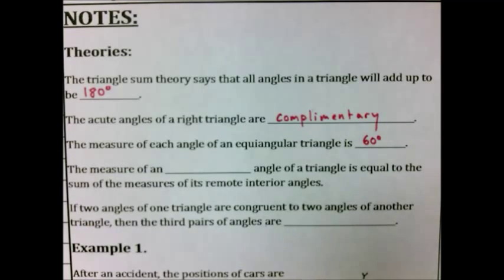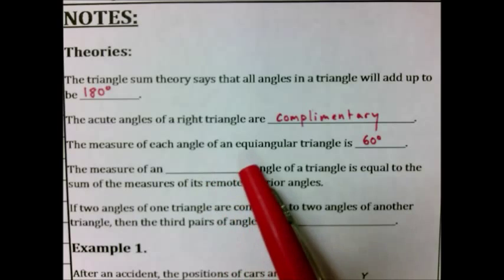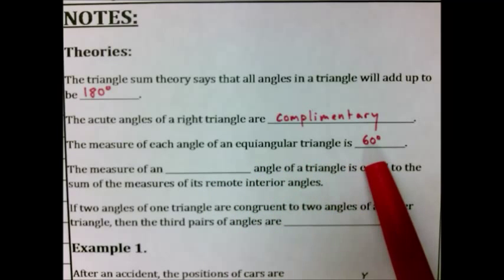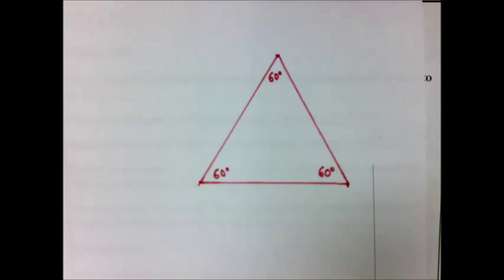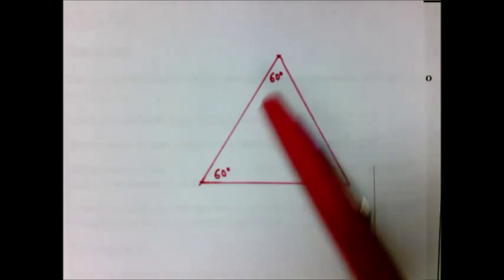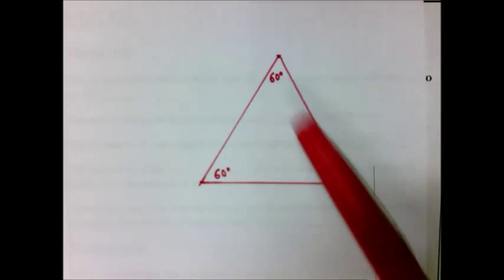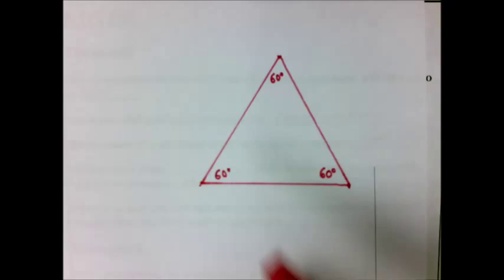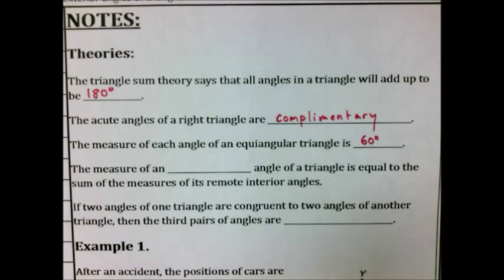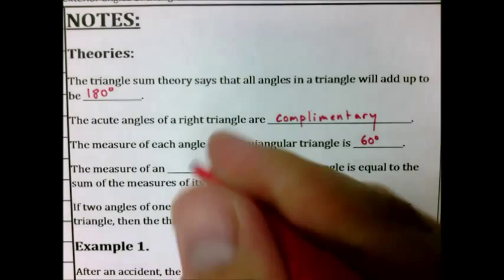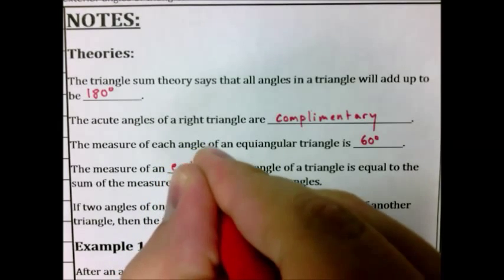The next theorem says that the measure of each angle of an equiangular triangle is 60 degrees. Here we have a triangle and all angle measures are 60 degrees. If they have equal angles, and there's 180 degrees in a triangle, that means all of them have to be 60 degrees.